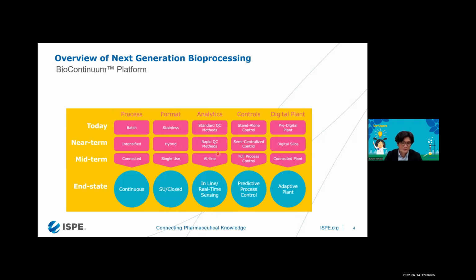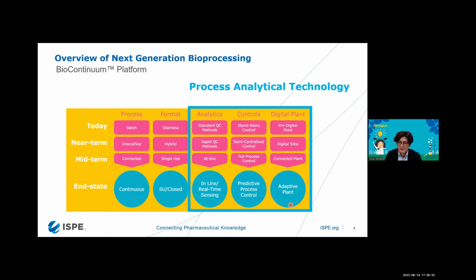So at the end state, in the future process, we aim to move to continuous processing, single-use, and cloud processing, and utilize inline and real-time monitoring systems, predictive control systems, and adapted data plant and data management. So we aim to support the shift to the end state in manufacturing. Today, I'd like to update on the current development of process analytical technologies, which support these 3 fields. Especially, I'd like to talk about inline and real-time monitoring.